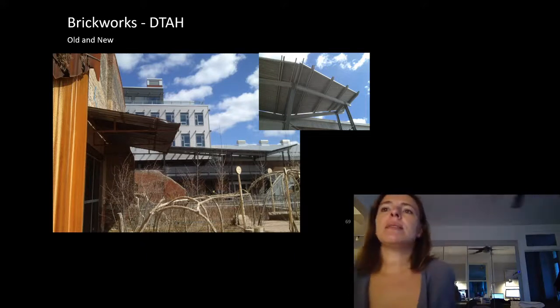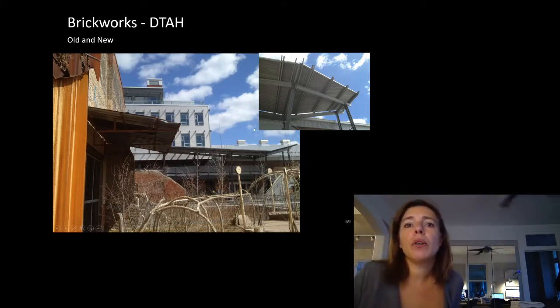What I like about this is a canopy for the Brickworks project. Here is an old canopy on the building, and here is a new canopy on the building. You can see the very industrial style construction, but that's reading off of some of the industrial looks of these buildings that were meant to have that imagery about them.